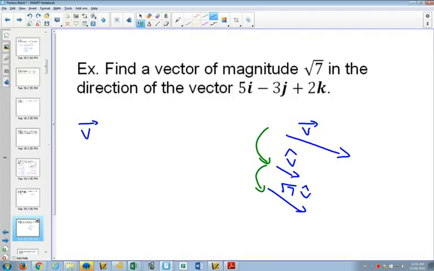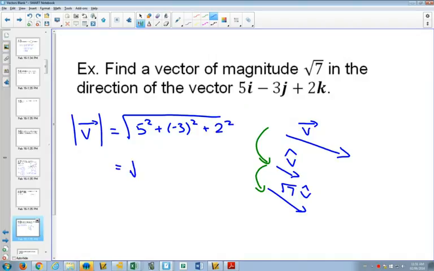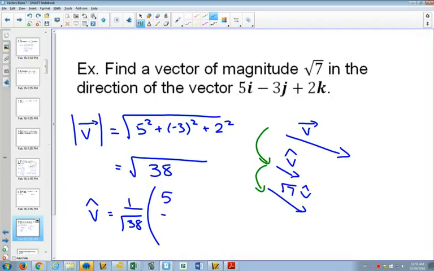So first of all, what is the length of our vector v? Well, it's going to be the square root of 5 squared plus negative 3 squared plus 2 squared. 25 plus 9 is 34, plus 4 is the square root of 38. So our unit vector will be 1 over the square root of 38. I'll write it as a column vector now. 5, negative 3, 2.